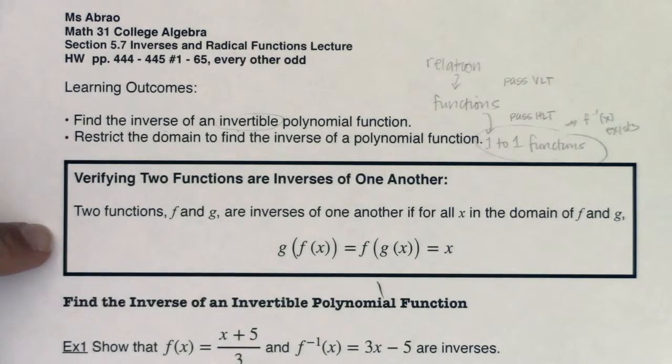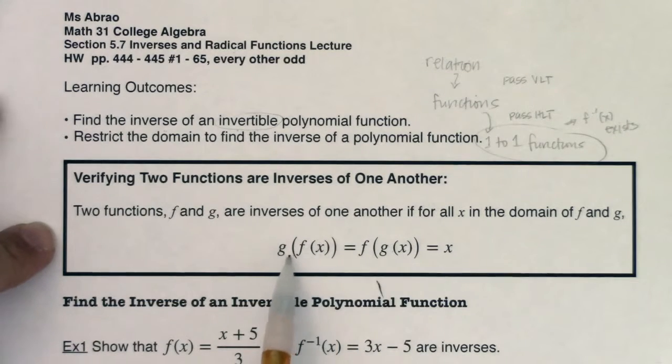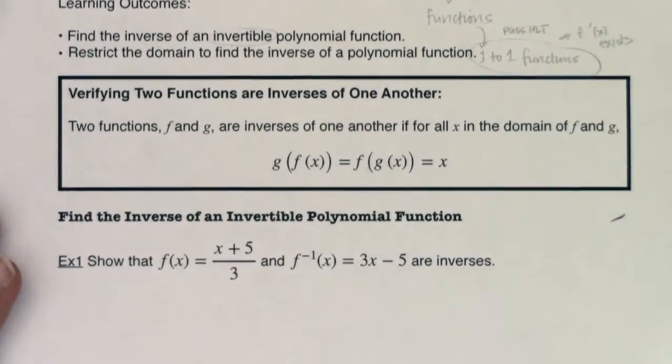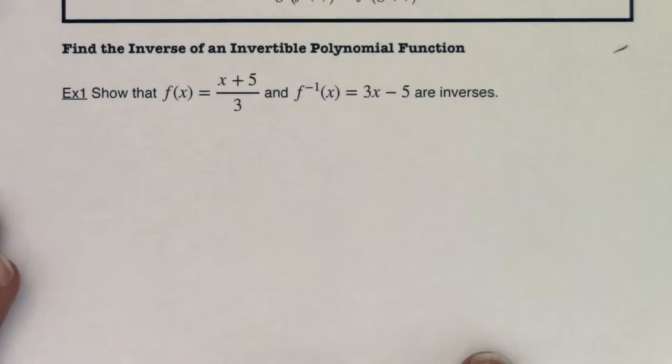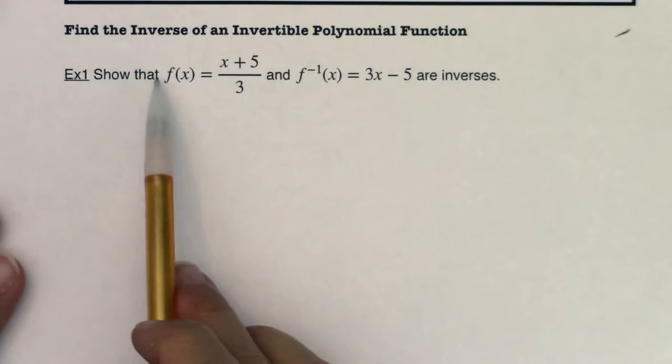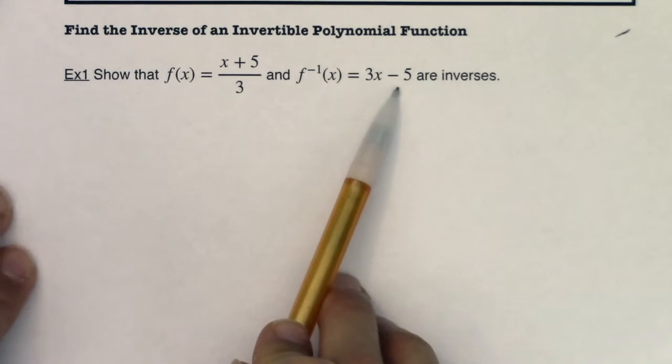If I want to verify that two functions are inverses of one another, I need to compose them in either direction. So I need to do g of f of x and f of g of x. If both of those give back x, if I put in x and get back out x in both directions, not just one but both, then f and g are inverse functions of one another. We're going to practice that in example one. I gave you two functions, which I specifically called f and f inverse, and we're going to verify that these are in fact inverse functions of one another.